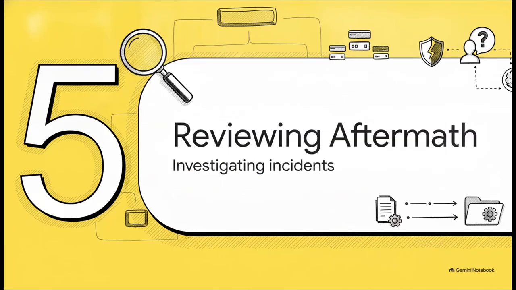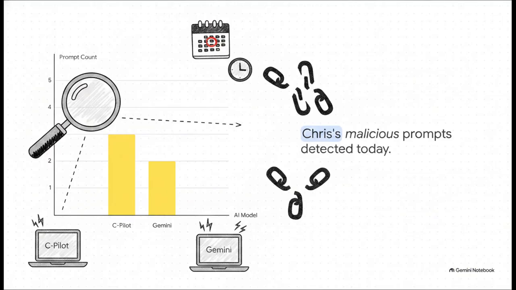Finally, Section 5, reviewing the aftermath and investigating these incidents. So back in the visibility dashboard, admins can apply filters to really drill down into a specific user and time frame. If we zoom back in on Chris, just for today, we find out he triggered malicious prompts 3 times on Copilot and twice in Gemini. That's absolutely crucial context because it shows a persistent pattern of behavior across multiple platforms, not just a one-off typo or a simple mistake.